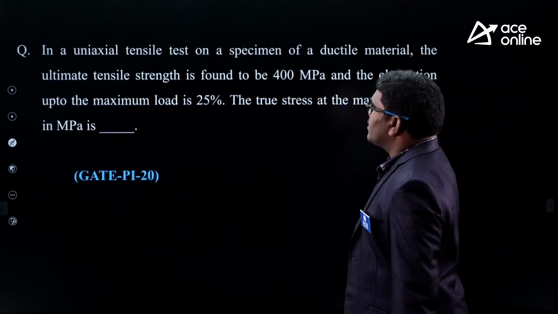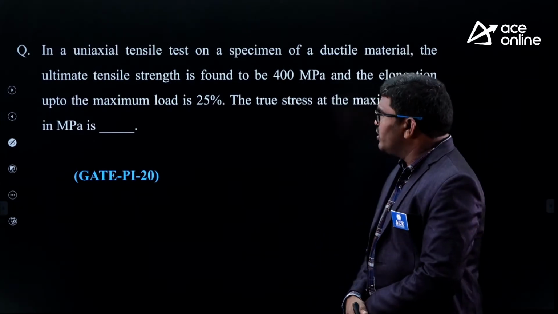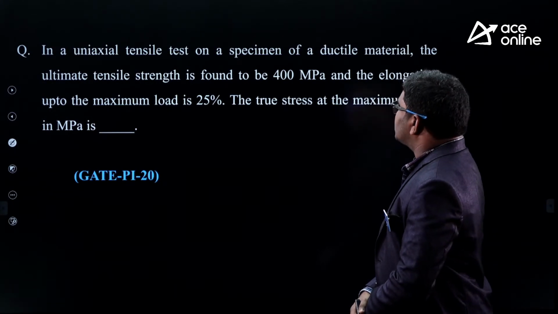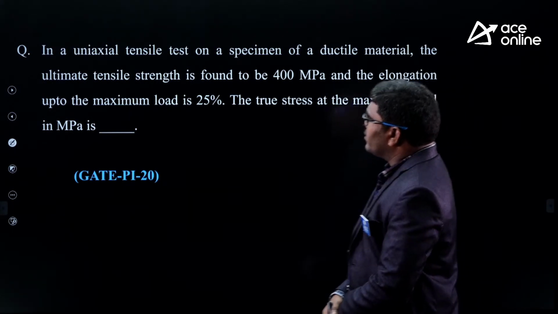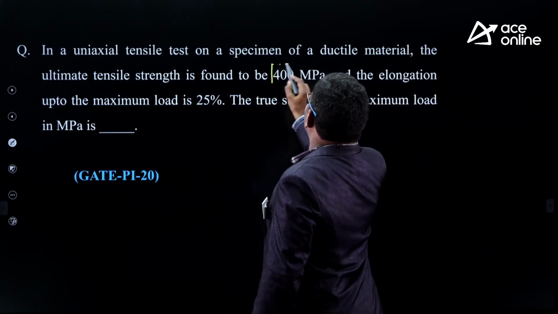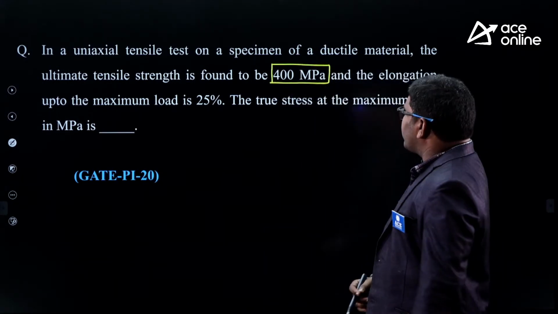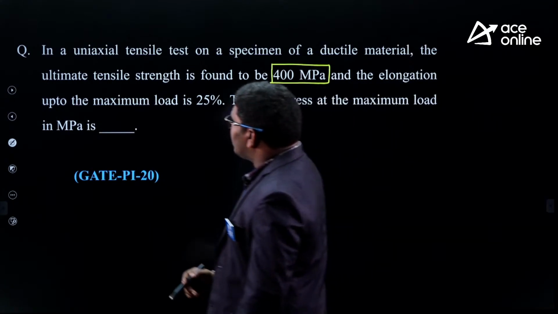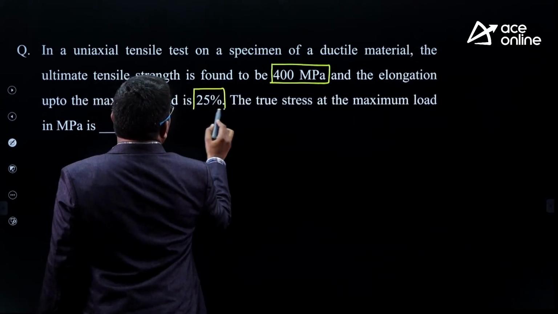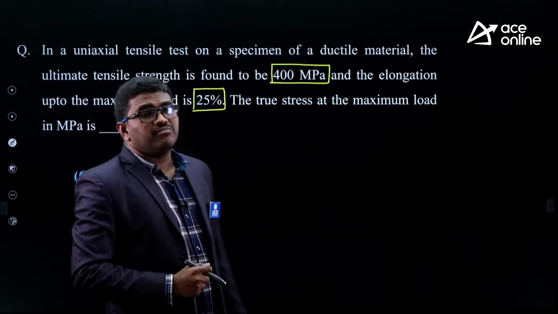Right. Now, let us consider another question. GATE Production 2020. In a uniaxial tensile test on a specimen of a ductile material, the ultimate tensile strength is found to be 400 megapascal, and the elongation up to the maximum load is 25%. Now, the true stress at the maximum load.